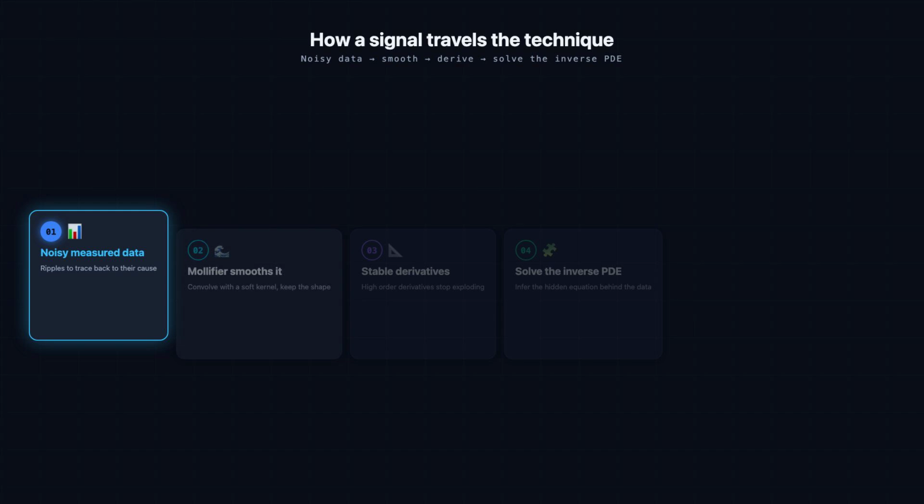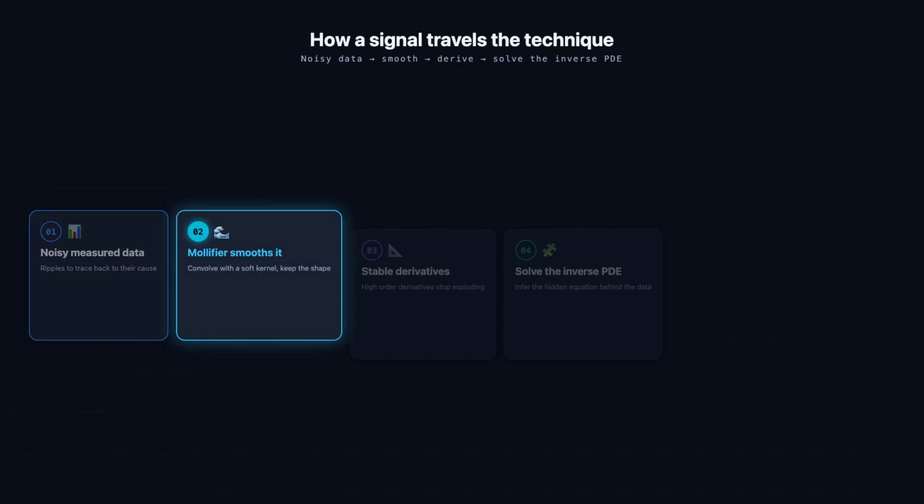Here the mollifier layer steps in first. It convolves the noisy signal with a smooth kernel, averaging out the sharp wiggles while preserving the underlying shape. Think of gently blurring a photo, just enough that the real structure survives, but the random speckle fades away. The signal that emerges is now smooth enough to differentiate safely.